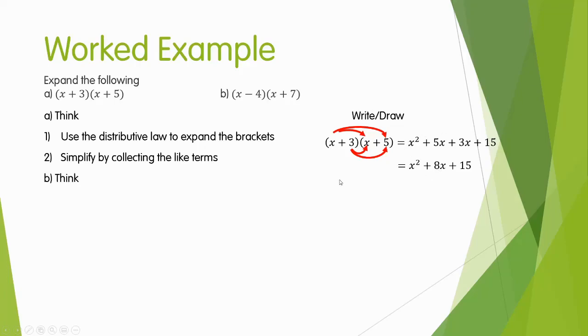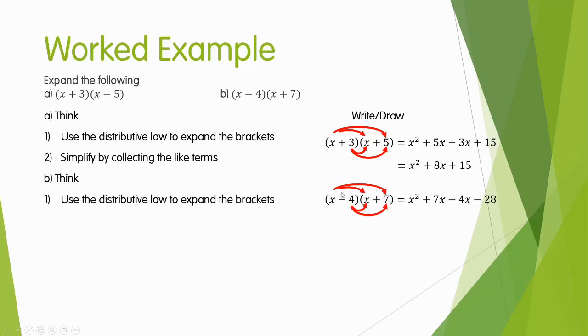And again, for the second question, still using the FOIL method, so I've got my arrows drawn in there. I've expanded it out, so x times x is x squared, x times 7 is plus 7x. Now this is minus 4 times x, and students would forget this minus is here. Minus 4 times x becomes minus 4x, and minus 4 times 7 becomes minus 28. And again, we simplify. 7x and minus 4x is just 3x.